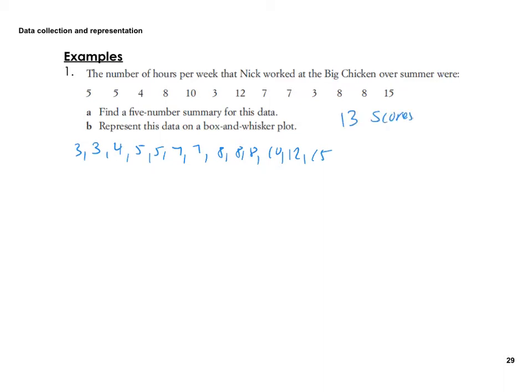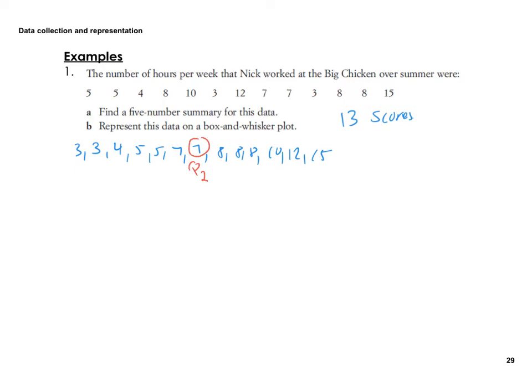Okay, just like last lesson, let's start by finding Q2. So remember, 13 scores, 13 is odd, which means there's an exact center. 13 divided by 2 is 6.5, which means the 7th number is my middle. So 1, 2, 3, 4, 5, 6, 7. My middle is right there. Let's circle it. That's my Q2.